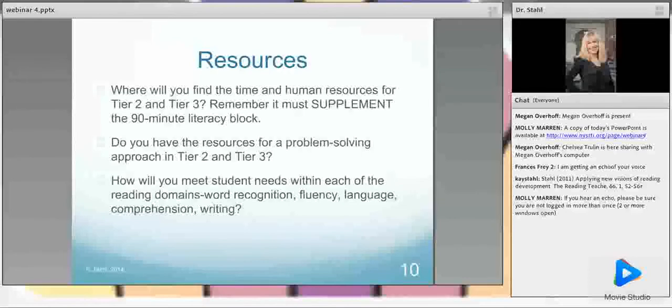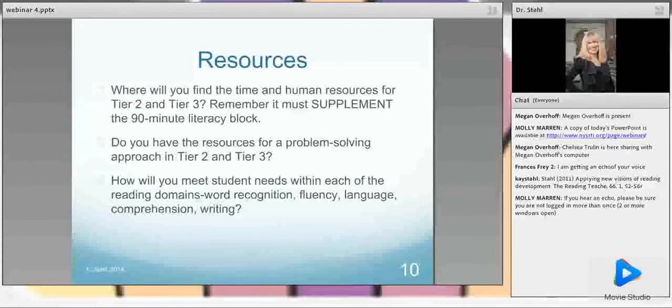So some of the resources that schools need to evaluate in the implementation of Tier 2 and Tier 3: one of the largest challenges is where will we find the time and the human resources for Tier 2 and Tier 3. And we must remember that this must be beyond the 90 to 120 minute literacy block that is offered to children in the classroom. So children may not leave for Tier 2 during shared reading.